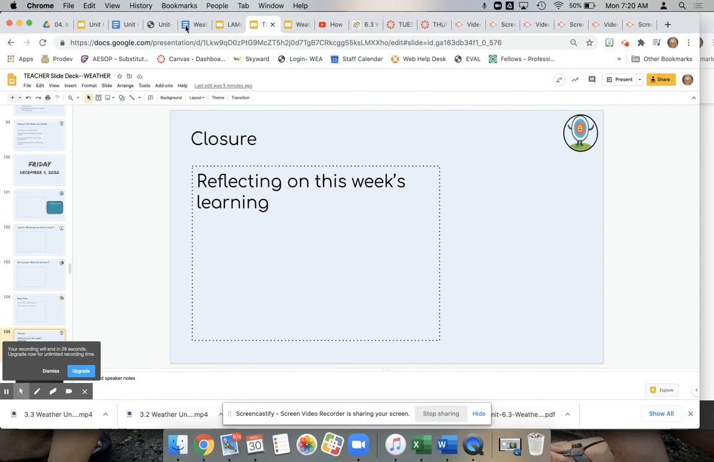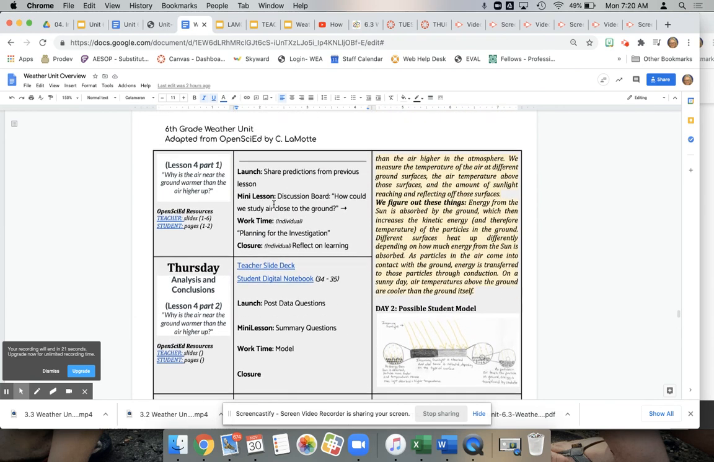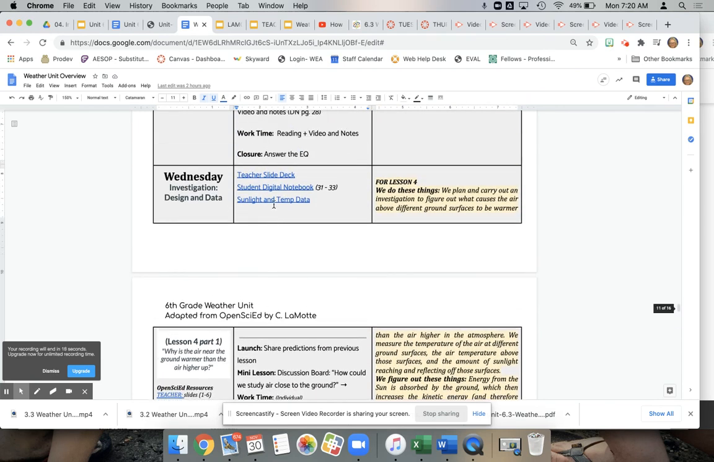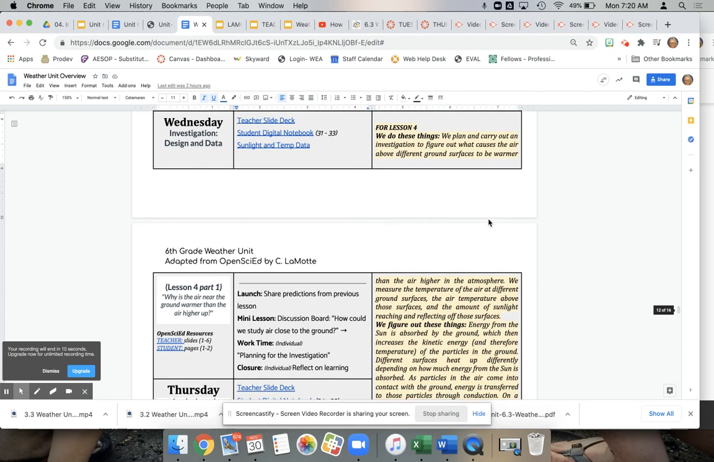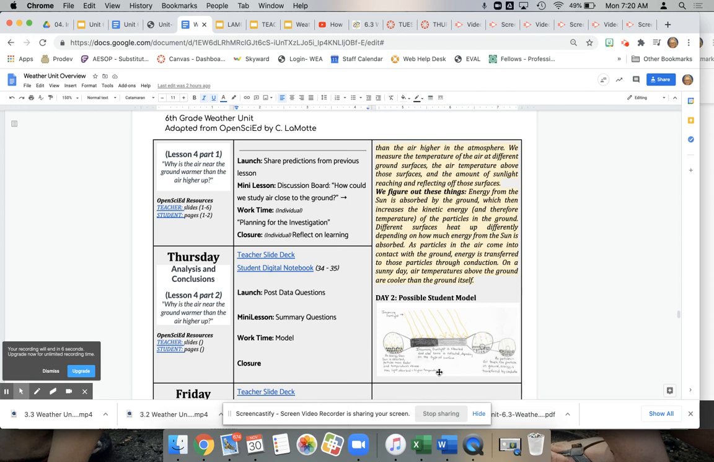When you are thinking about what to put in that summary chart, again, that's when it's helpful to come back to this weather unit overview. And for each of the lessons, there is text highlighted in yellow here that goes over what did we do and what did we figure out. As well, here's a possible model that we might use for the model in day 2 of the lesson.